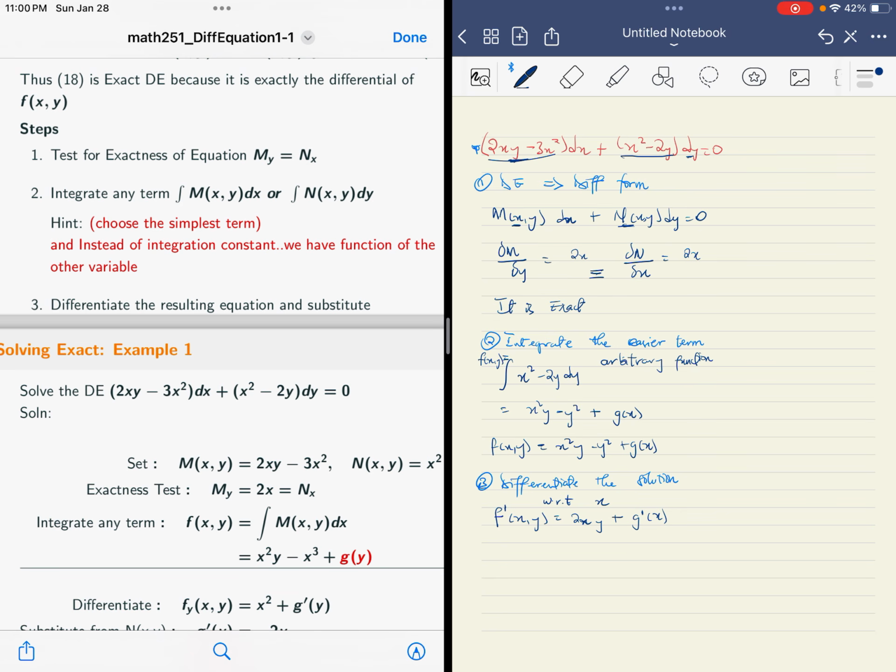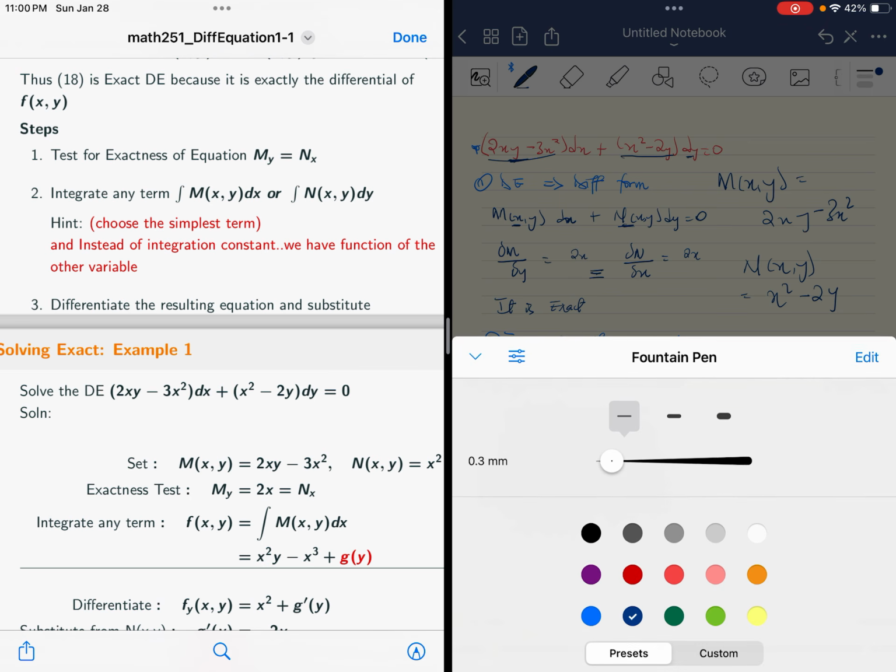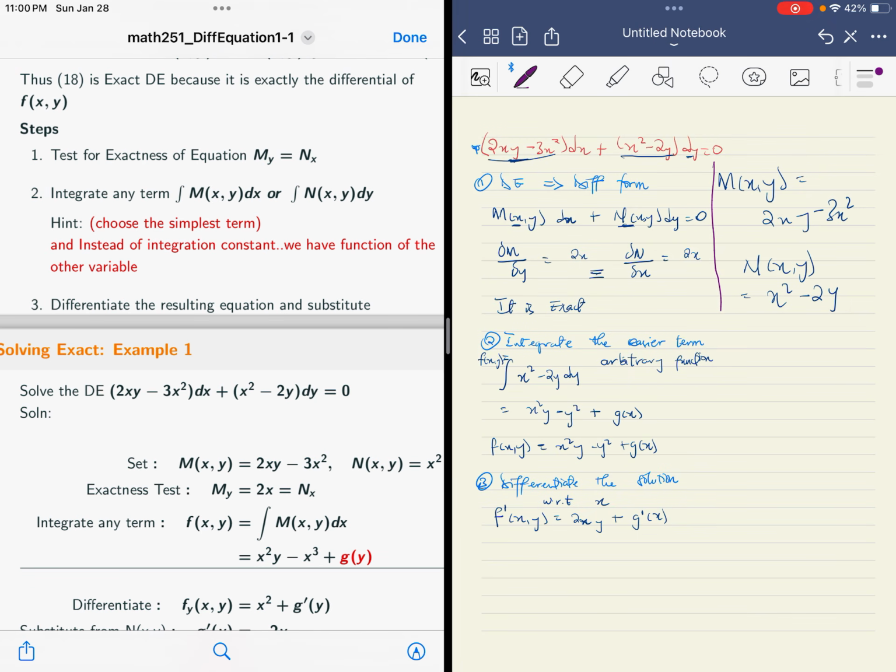From what we did, we established that m of xy, forgive my bad handwriting, let me try and make it better, m of xy equals 2xy minus 3x squared, and n of xy equals x squared minus 2y. So we are going to take this part here and compare to what we have here.